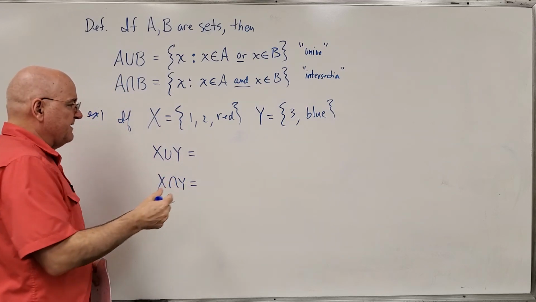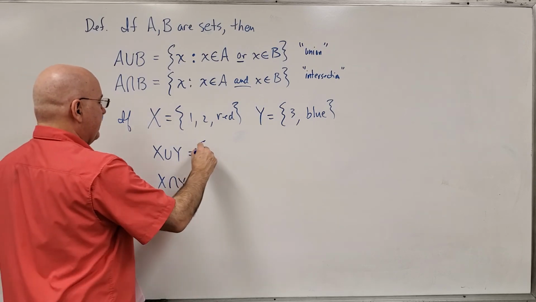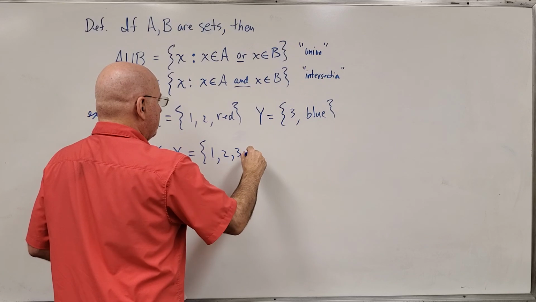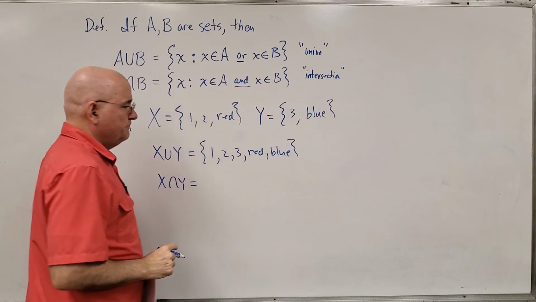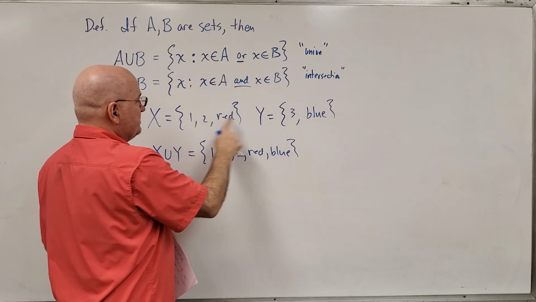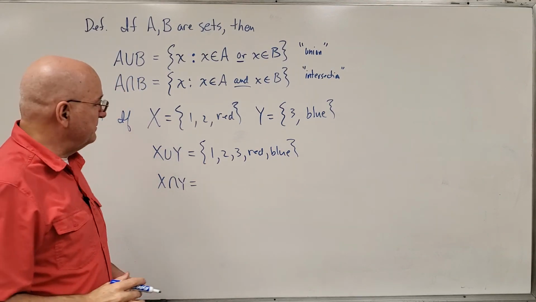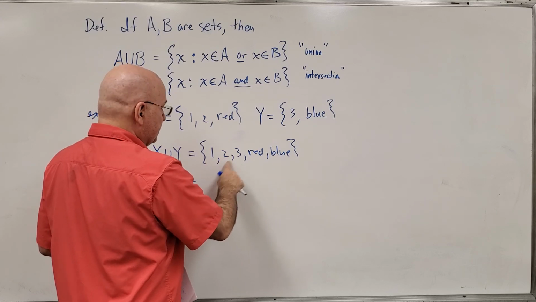Well, the union is a set of all elements that are either in X or Y. So we have 1, 2, 3, red, and blue. Remember, order doesn't matter. I chose to put the numbers first, 1, 2, 3, and then the two colors. Didn't have to do that though. This is the same as if I said red, 1, 3, 2, blue.